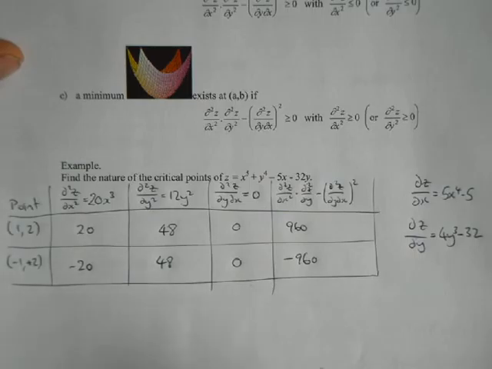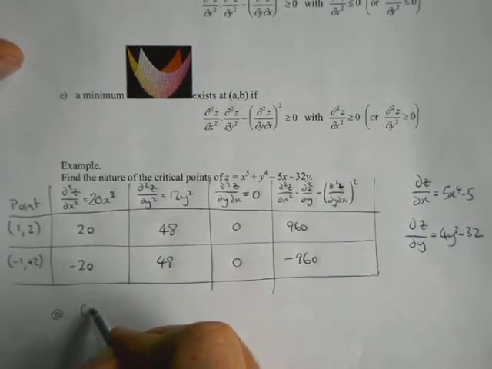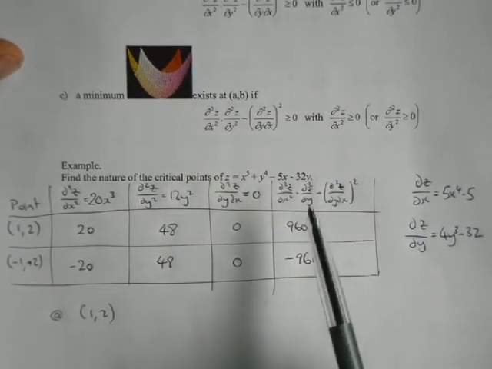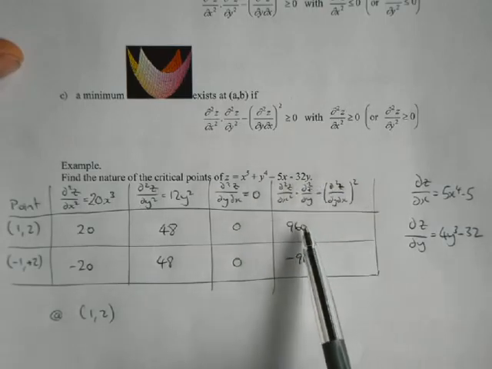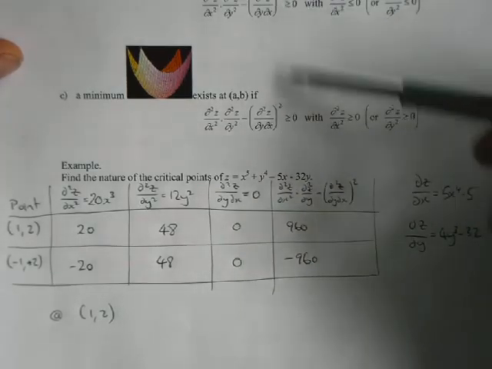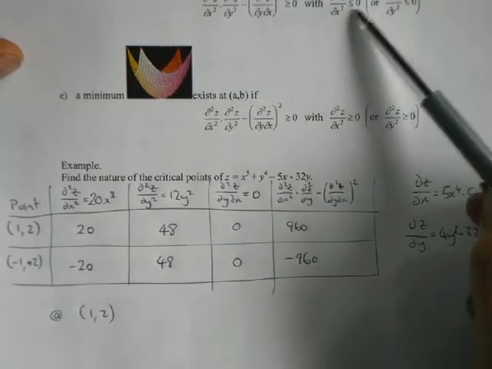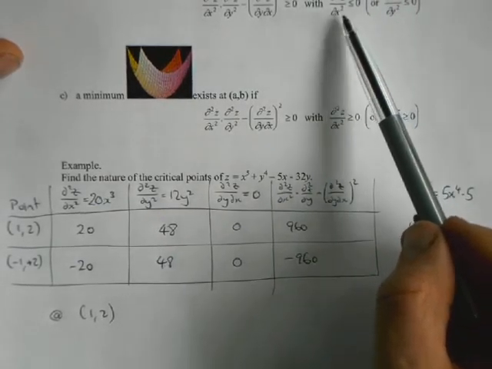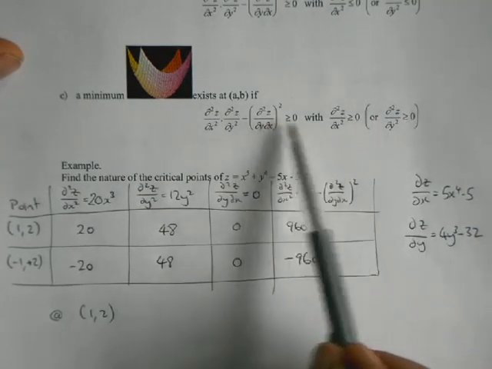Okay, so I now have the information I need to make a call. So looking at each point, at 1, 2, the key thing we're checking is greater than 0. So it's either a maximum or a minimum. So we just need to look at one or the other of the straight second partials, and they're both positive. So it's this case here. So that's a minimum.